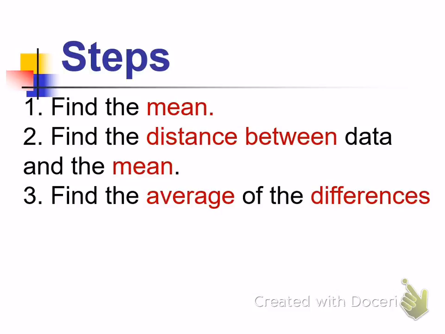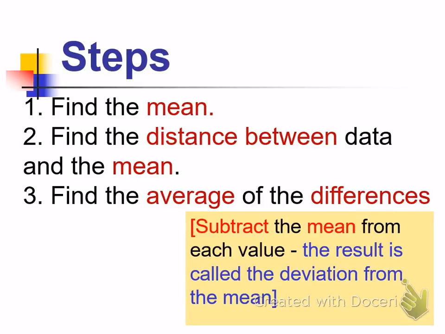But we did state that when you calculate with those differences, you must use the positive values of the differences. You would have had to take the absolute value of the differences. So you're going to subtract the mean from each value, and the result is called the deviation from the mean, or how we move away from the mean.